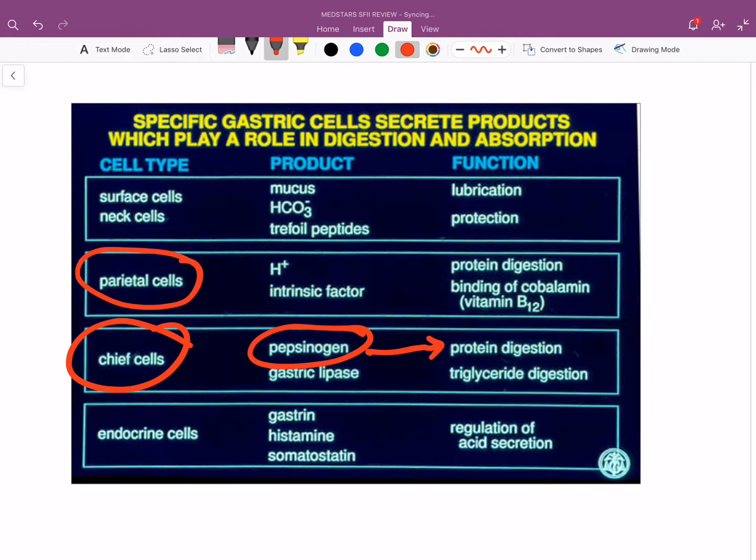Parietal cells, I said, secrete two things, don't forget them. Hydrochloric acid, that's easy. Intrinsic factor, why is this important? This is really important for B12 absorption, and I'll talk more about that later. Endocrine cells: gastrin, histamine, somatostatin.